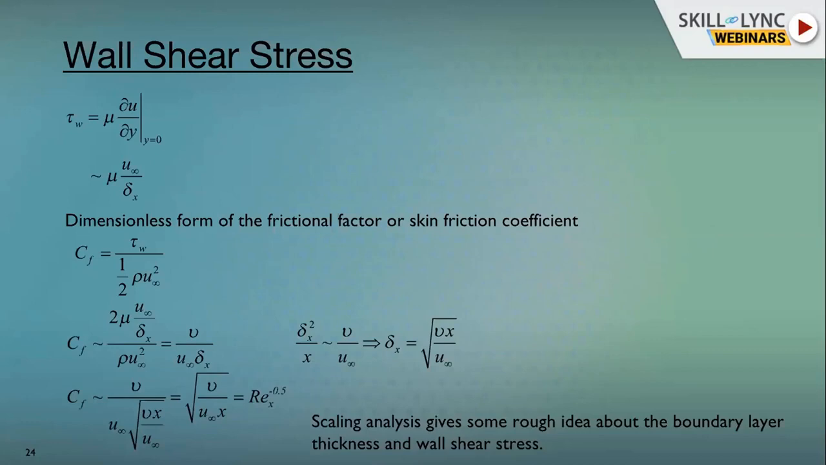So mu del u is how much? From order of magnitude, u infinity minus 0. Then what is the del y? This is nothing but, at a particular x location, del y is my thickness of that boundary layer minus 0, right?